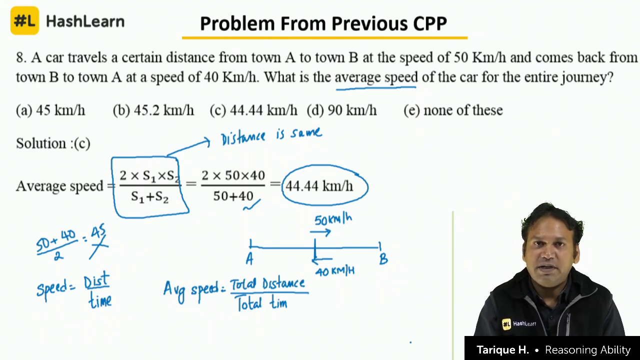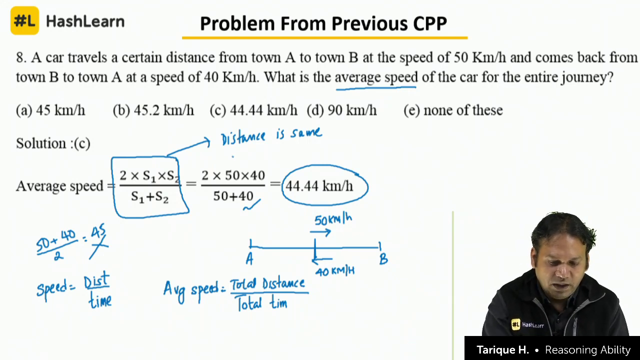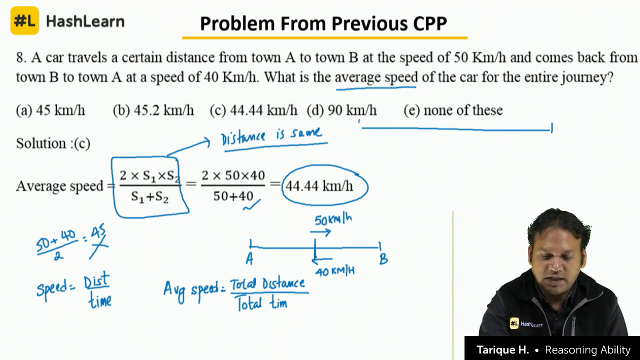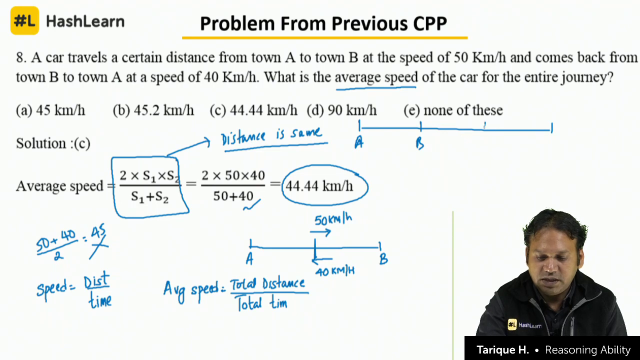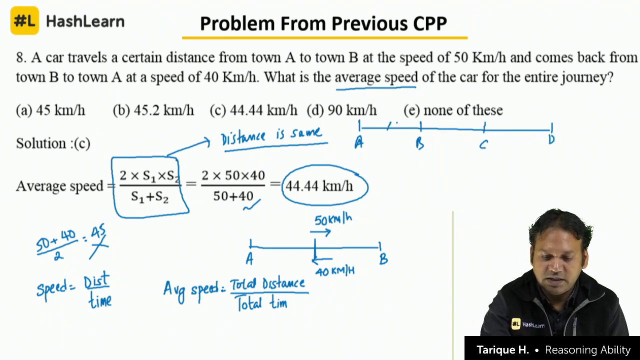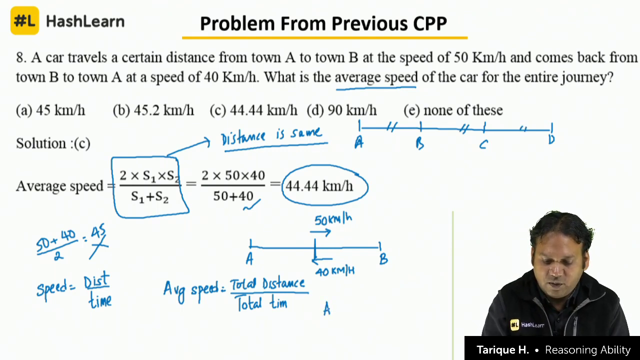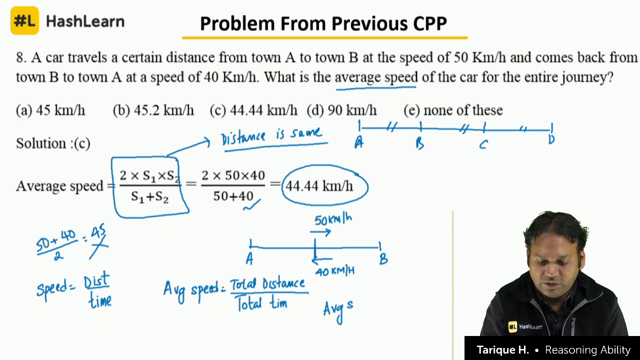Okay, and that should be the same for any other rate. For example, average price: we say price is rupees per kg, so average price is total amount by total quantity. So when distance is the same, average speed is 2 S1 S2 by S1 plus S2. When we have three equal distances, let's say a car is going from A to B, and then from B to C, and then from C to D, and the distance is the same in all of these three parts, then one more formula is there which you can note down, a direct formula for average speed when we have three equal distances.